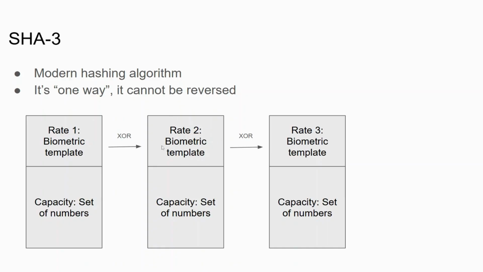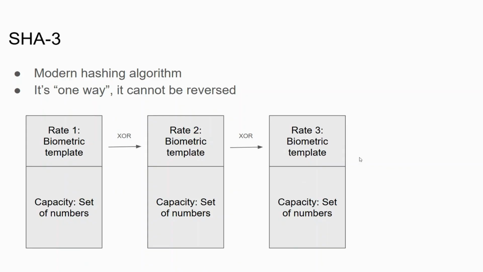Then in round two, the rate will be encrypted with the capacity again. Then before moving on to round three, the rate will be XOR'd, and then it'll keep repeating this process as many times as you want. It can be repeated hundreds of times, thousands of times, because either way, the capacity is the same set of numbers and it's using the same algorithm, so it won't change. If you're passing the same data through, it won't change the second time because it's always following a consistent algorithm.